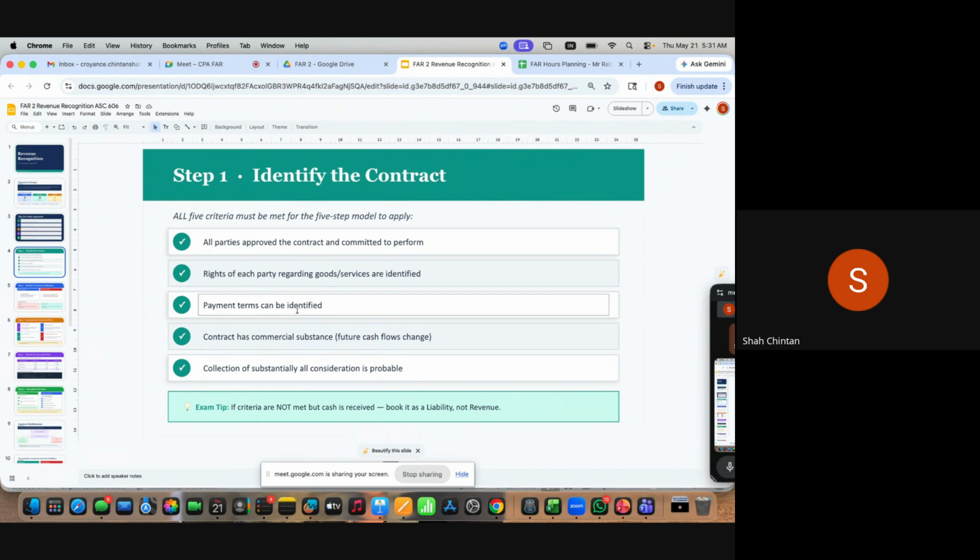Fourth condition, the contract has a commercial substance. It means because of the activity, either profit or loss, sales, expense, or cash inflow, cash outflow, is going to be impacted for the entity. Basically, it's not a dummy transaction, it's a real economic transaction. And number five, you assume that whatever you are going to sell today, ultimately you are going to collect all the amount. So consideration is probable. So this was step one.